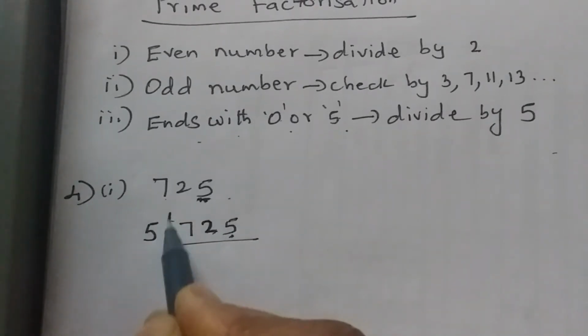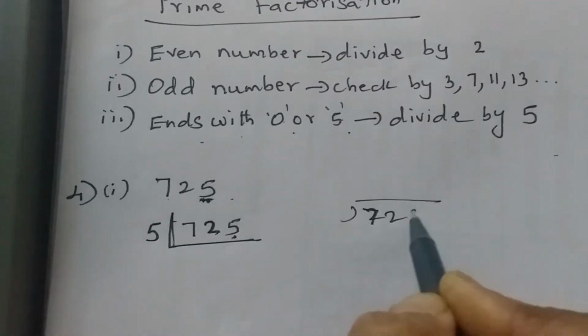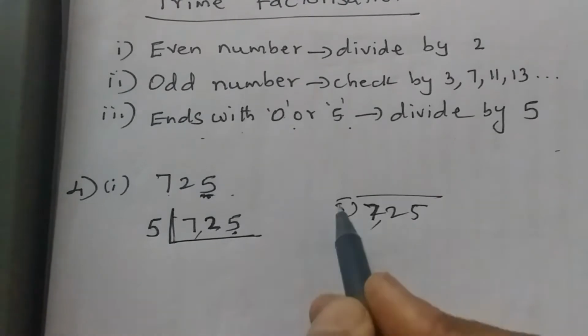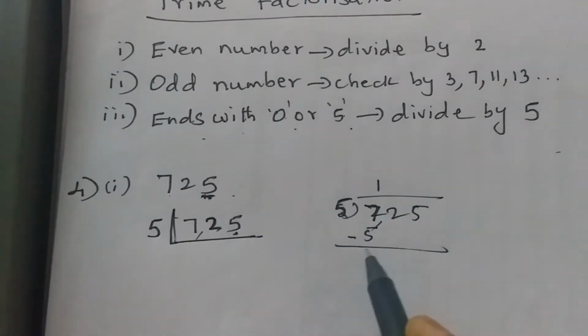This division is nothing but the shortcut of the original, normal division. This is a short method. Now what do we do? Take the first number, 7. Till 7 comes, you should tell the 5 tables. 5 ones are 5, and 7 minus 5 is 2.